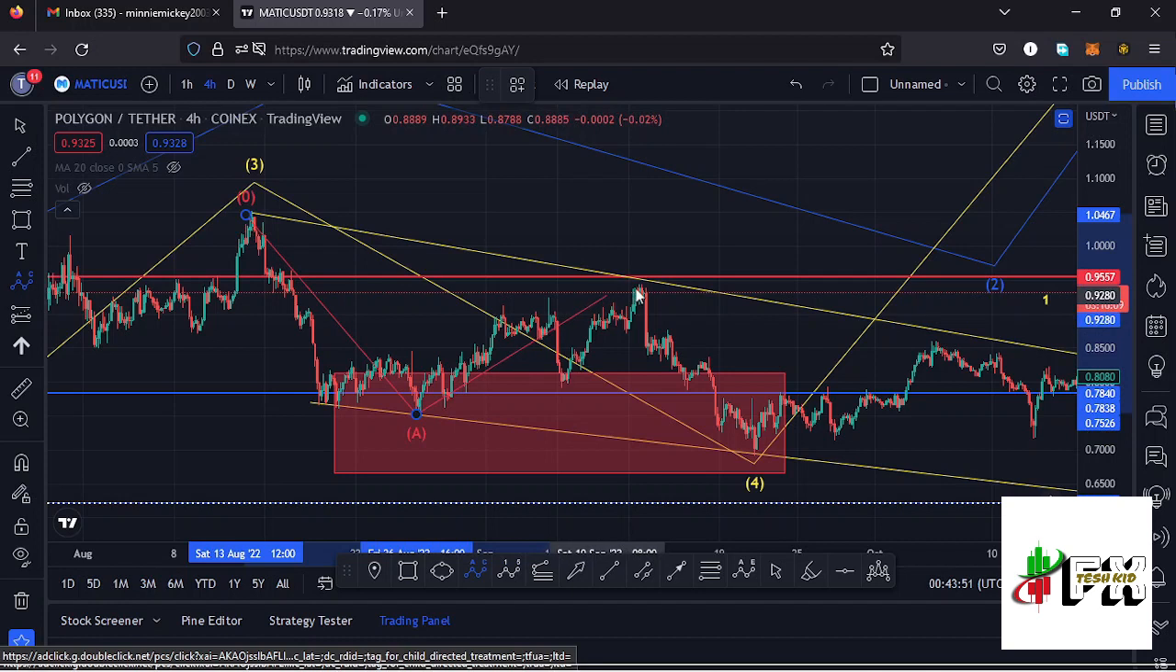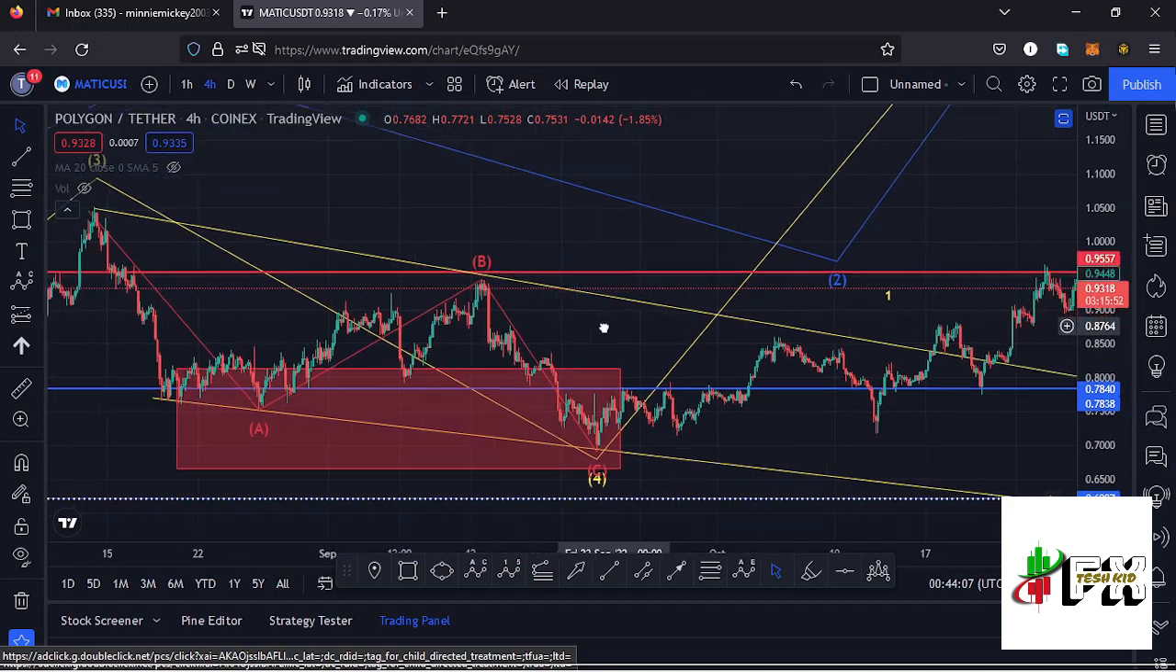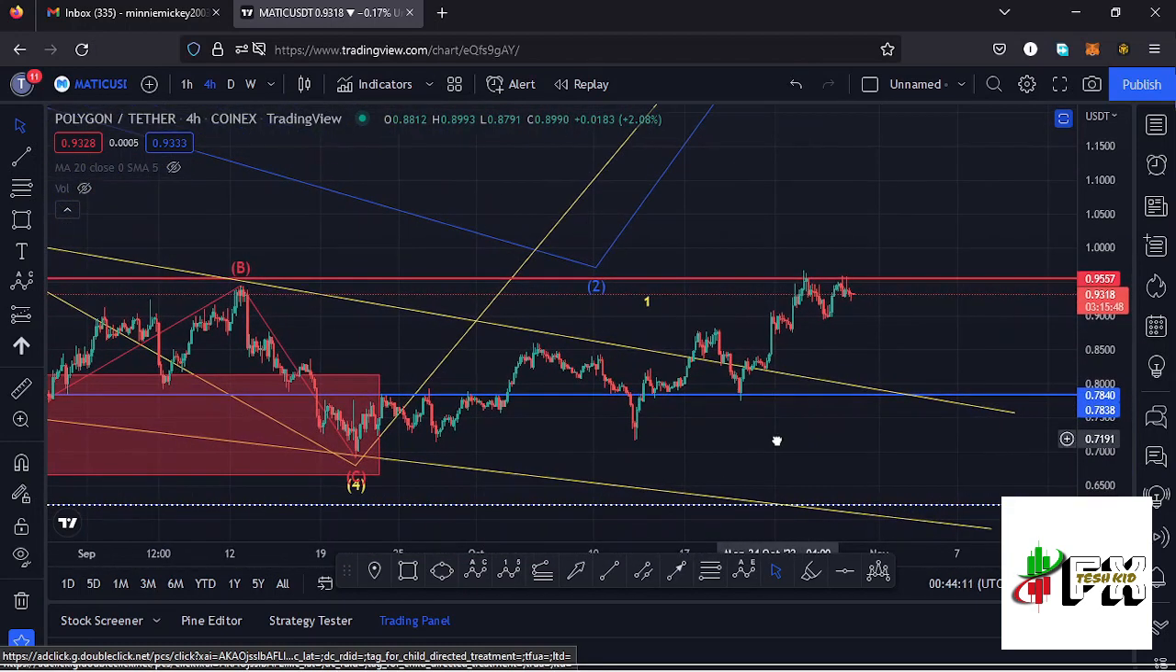Then we saw a very nice bounce to the upper side in the formation of a wave B, making our peak at around the $0.94 mark. Then it continued pushing lower in the formation of a wave C, making our low at around the $0.69 mark. And after seeing that movement to the lower side into this target area, we have seen a very nice bounce to the upper side in a movement that I'm terming as a fifth wave to the upper side.